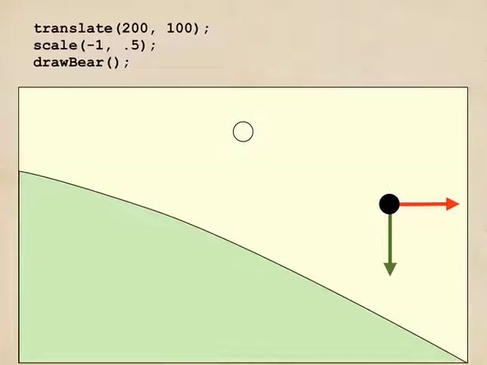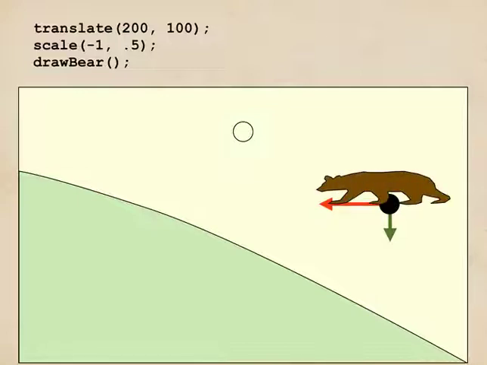Now we're going to scale. The first thing that happens is we scale the X coordinate by -1. What that means is that basically the X axis flips around. Instead of pointing to the right, it now points to the left. I'm going to scale the y-axis by 0.5. That makes it half as long as it was before. Now I'm ready to draw a bear. And when I do that, because the x-axis has been flipped around, the bear is looking to the left, and the bear is only half as tall as he usually is because we've scaled in y by 1/2. Okay, fair enough. So this is the result of translate, scale, and then drawing.